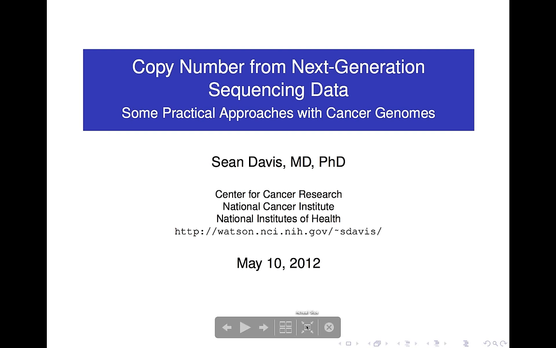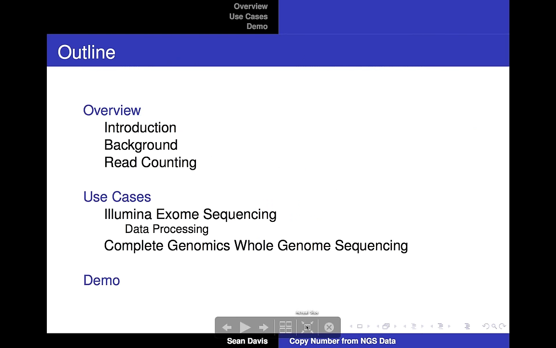I'm going to try to go through some very practical approaches for working with cancer genome sequencing data to produce copy number estimation. I'm going to start with a general overview with some quick intro slides, a little bit of background, a small discussion about read counting, and then discuss a couple of use cases, and then finally we'll get to the data with a demo.